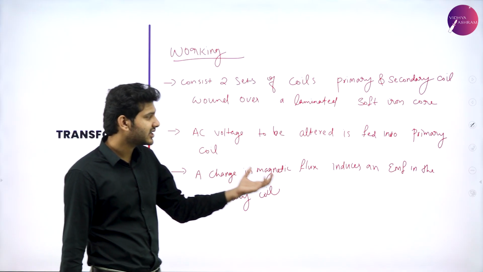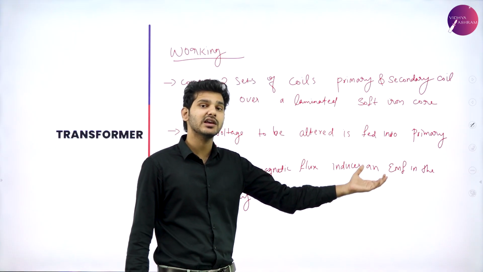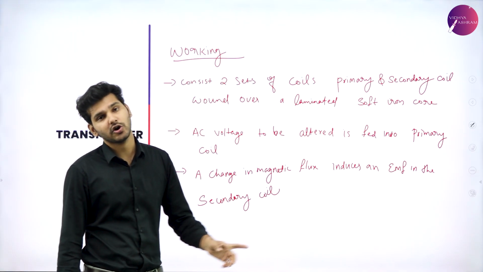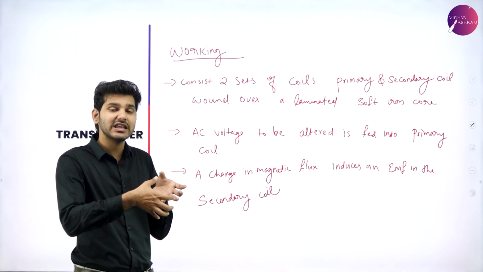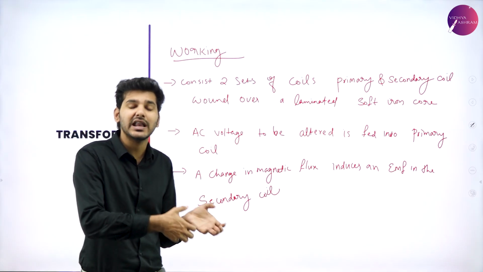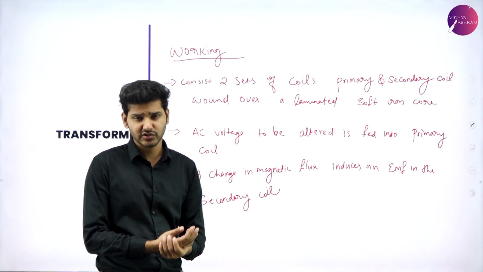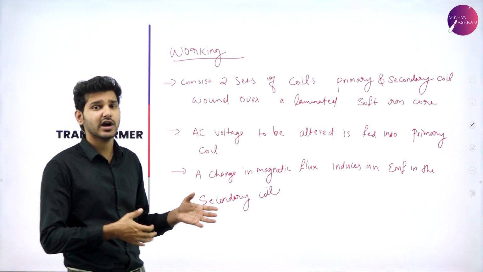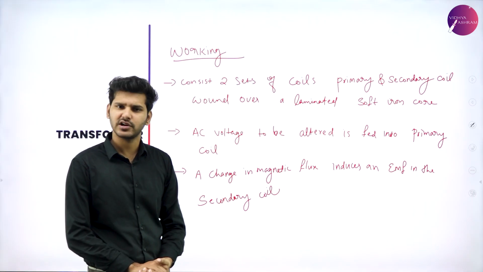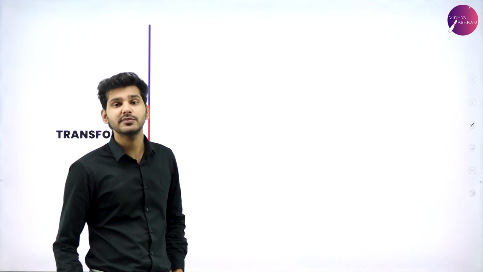A change in magnetic flux induces an EMF in the secondary coil. So this induced EMF is what we are taking out as voltage. EMF just means voltage. That is how the transformer actually functions. Now, the final thing, I promise this is the last thing, we just need a mathematical equation to write down so that whatever theory we just wrote down is validated. So we need a mathematical proof also.